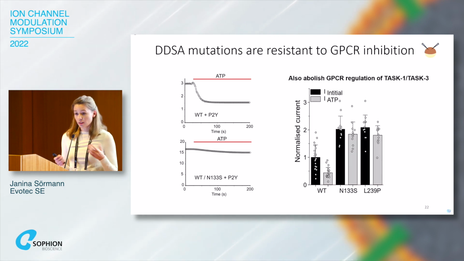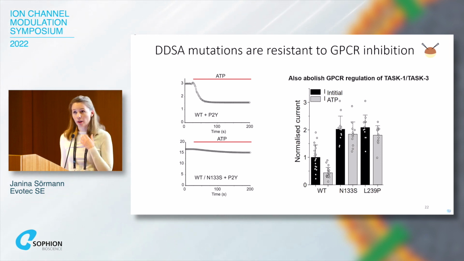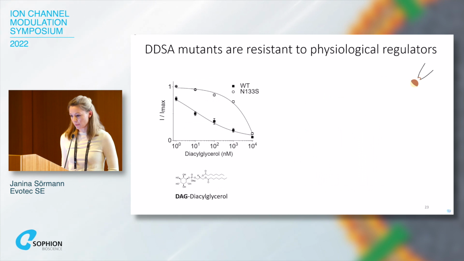And since TASK-1 and TASK-3 can also form functional channels together, we also tested this condition, and apparently TASK-1 is dominant here. We found only very little regulation by GPCR.